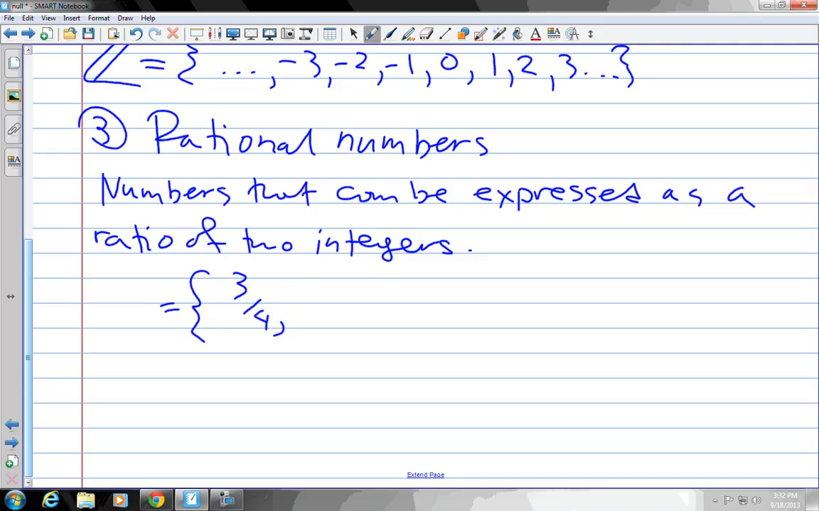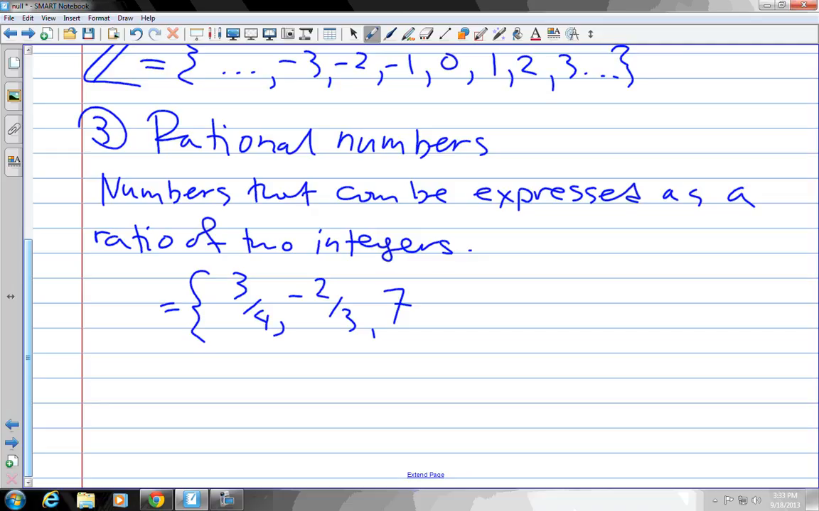All right, -2/3 is clearly a rational number. It's a ratio of two integers: -2 and +3, or +2 and -3. How about 7? Is 7 a rational number?